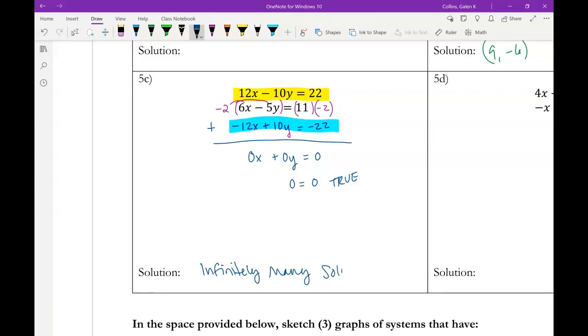That also means that those two equations are the same, they're just in a different form. Had we gotten a false statement there, like if I'd gotten something like 0 equals 12, then I would know that there are in fact no solutions.